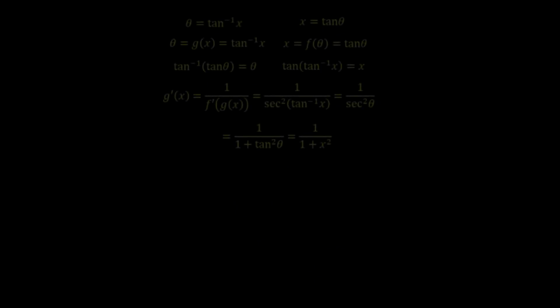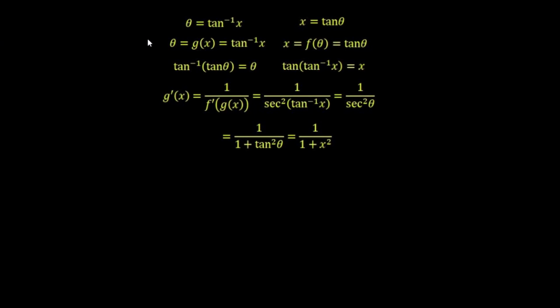So finally, we can go through the same process for the arctan function. So we can write theta is equal to inverse tan of x, therefore x is equal to tan theta. We can generate the functions g of x and f of theta such that theta is equal to g of x is equal to inverse tan of x, and x is equal to f of theta equals tan of theta. So you can see that these functions g of x and f of theta are inverses, because the inverse tan of the tan of theta gives us a value of theta, and the tan of the inverse tan of x gives us the value of x.